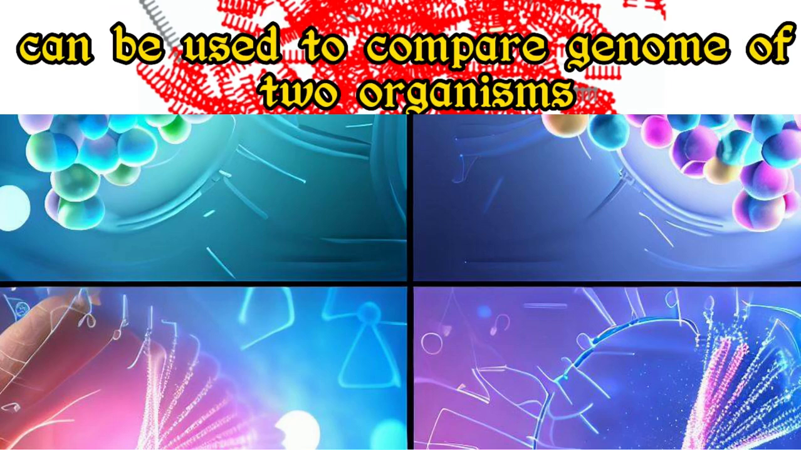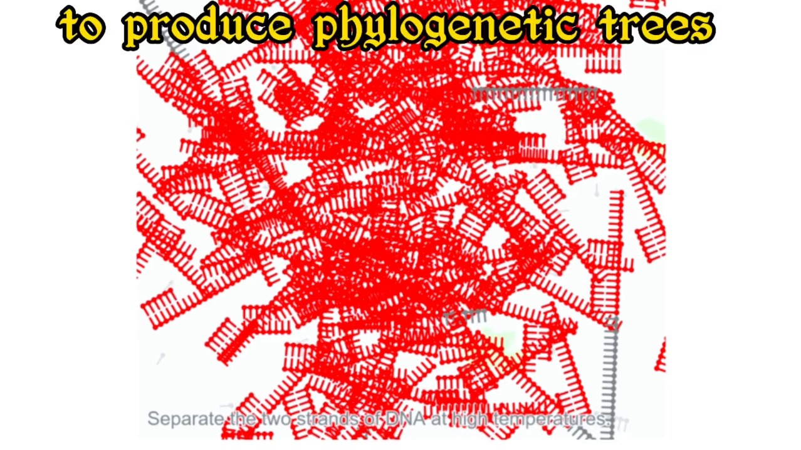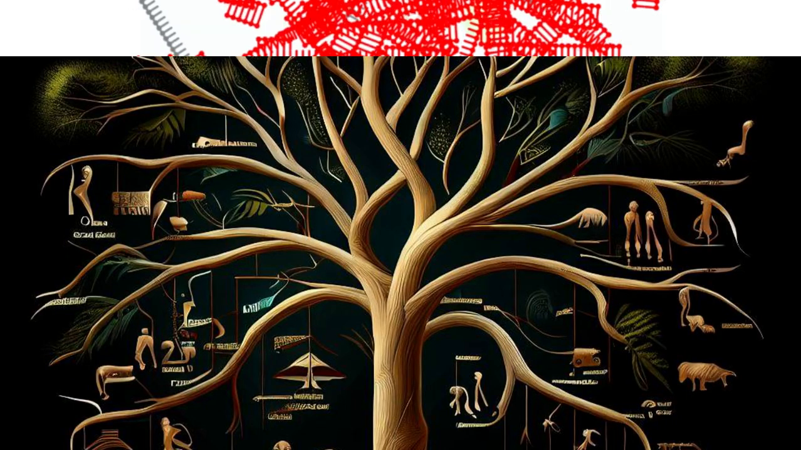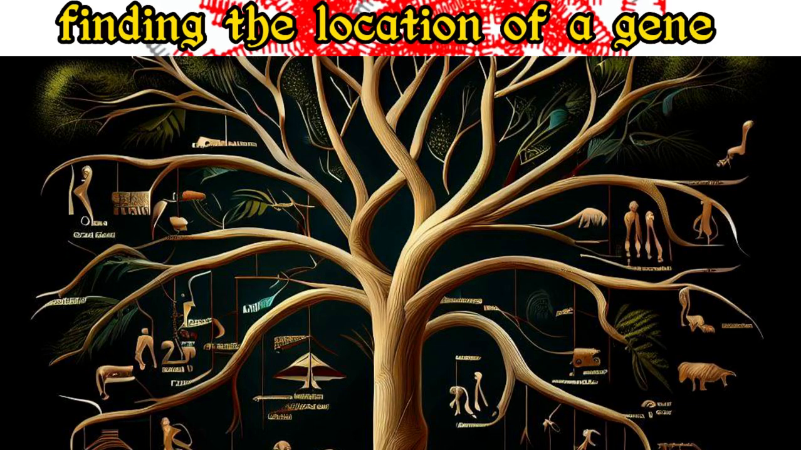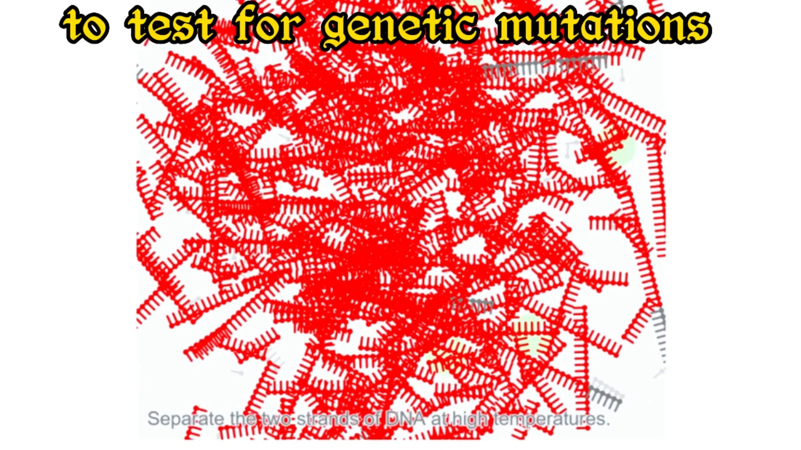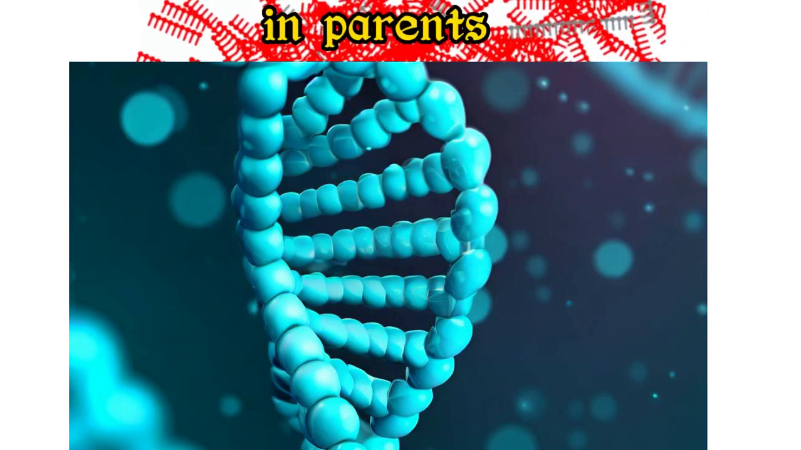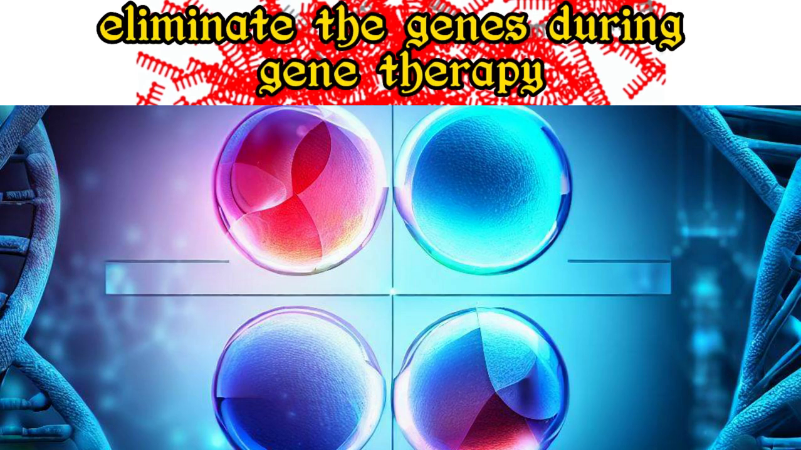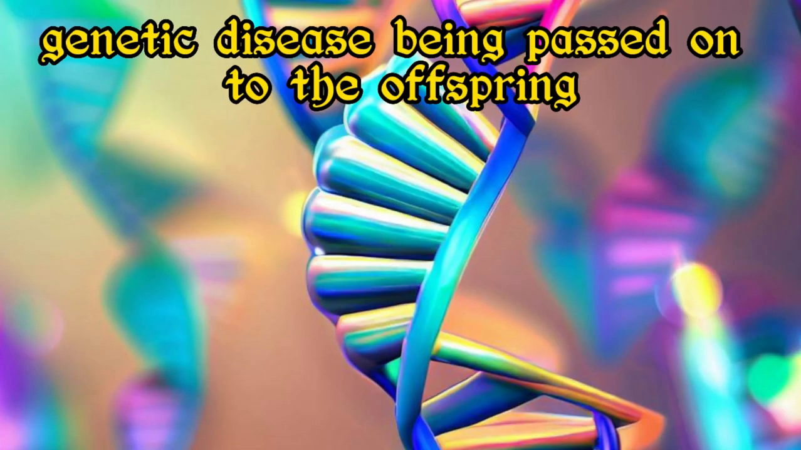In research and genetics, it can be used to compare the genomes of two organisms in genomic studies, to produce phylogenetic trees, to analyze gene expression, and for gene mapping, finding the location of a gene. It can be used in medicine to test for genetic mutations, to monitor genes in gene therapy, and to detect disease-causing genes in parents, so that, for example, you may want to eliminate the genes during gene therapy, or you may just know the likelihood of a certain genetic disease being passed on to the offspring.